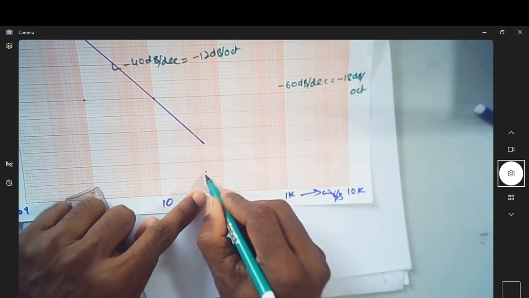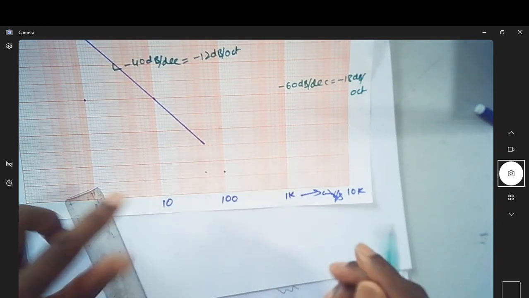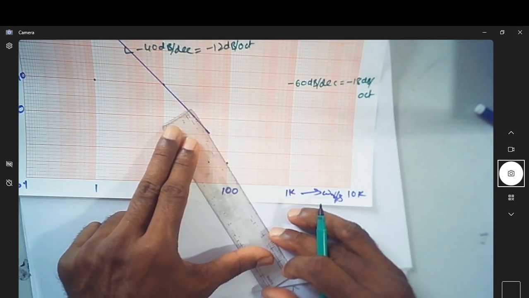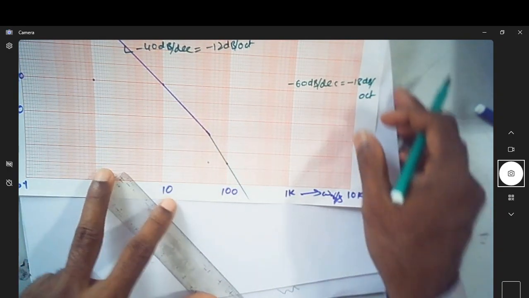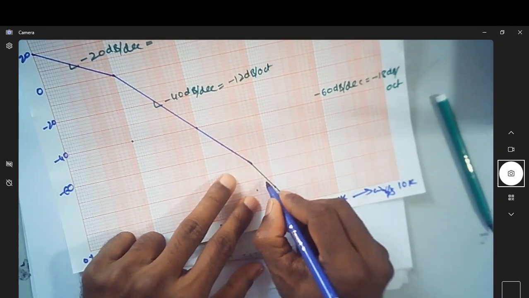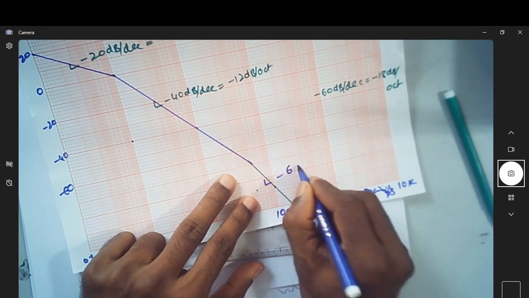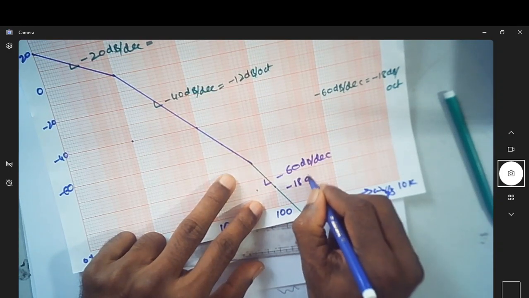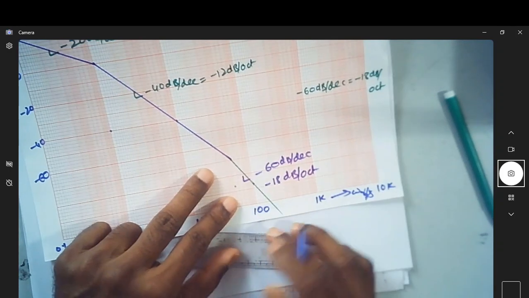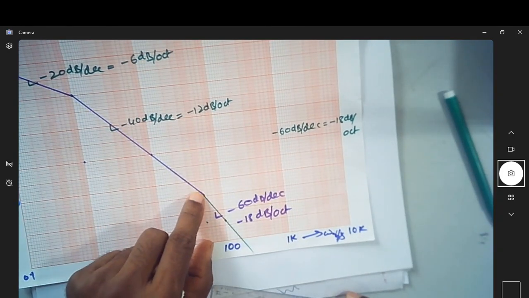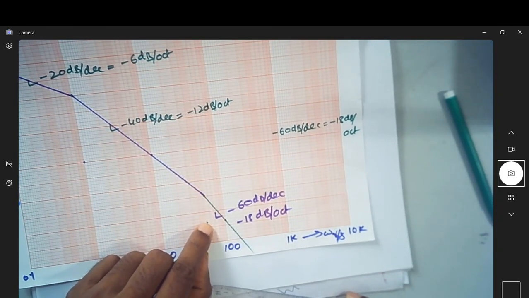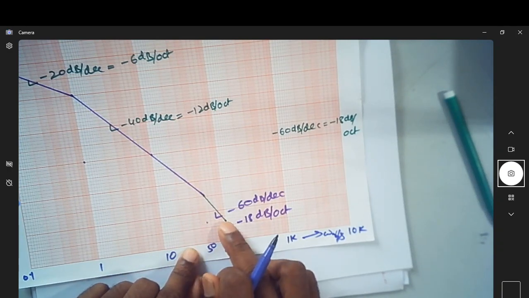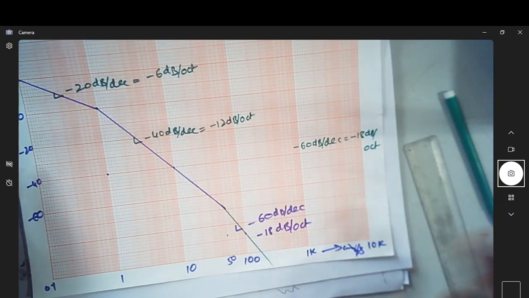Octave means I was there at 50. I'll go to 100. So this is 100. So I will join this line. So this is minus 60 dB per decade, which is got using minus 18 dB per octave. Octave means you came down by 18 dB. Octave means twice the frequency. You are there at 50 radian per second. 50 into 2 is 100. You came here. So we are done with this.